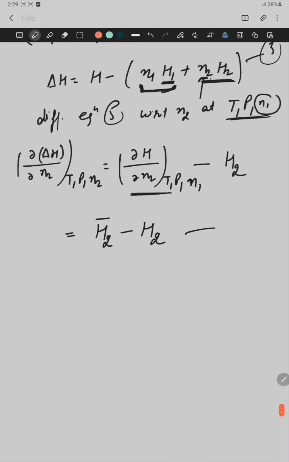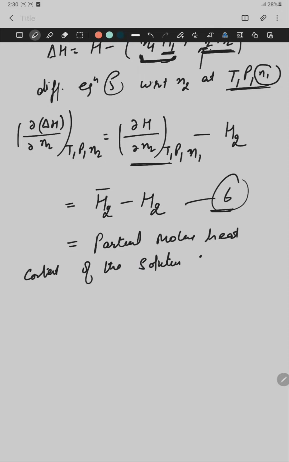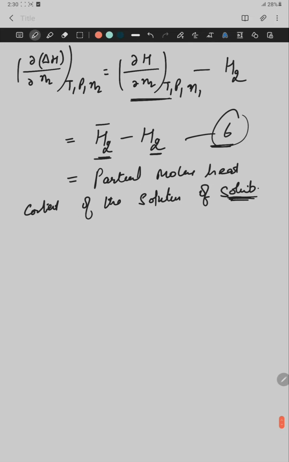So this is your equation number 6. This indicates that H2 bar minus H2 is basically the partial molar heat content of the solution of solute, since we are dealing with the second component and the second component is solute. This difference will give the partial molar heat content of the solution of solute.